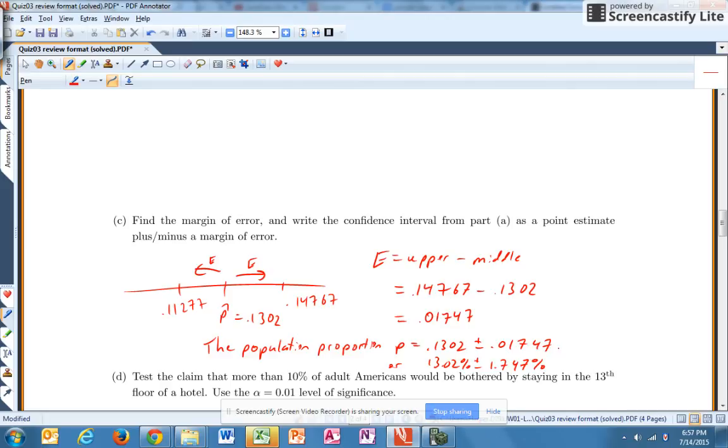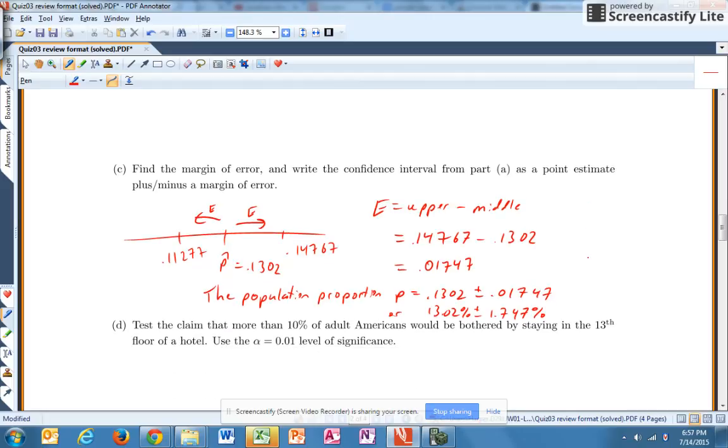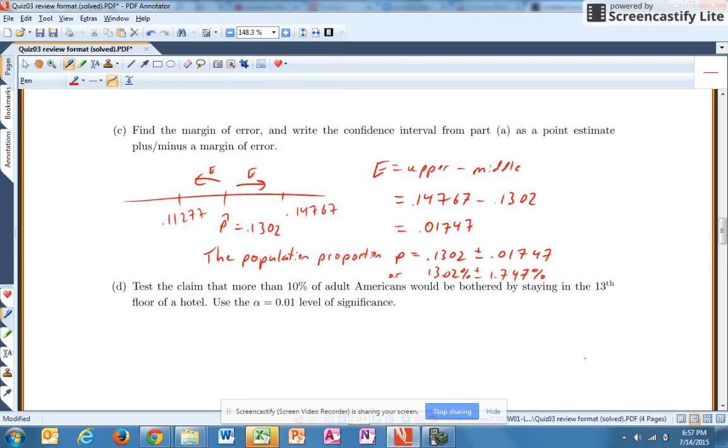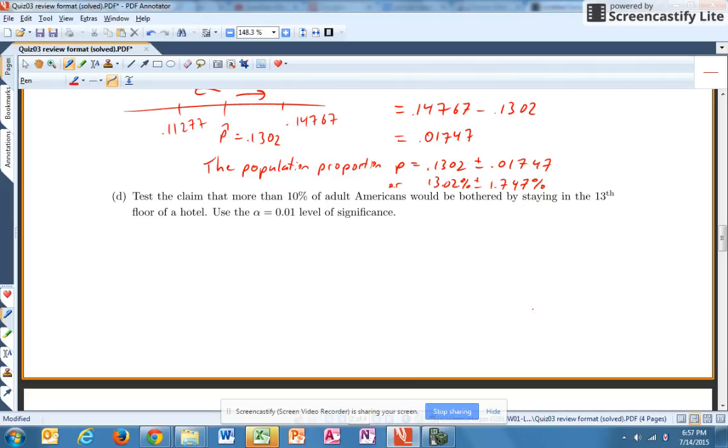So it's another way to look at a confidence interval. If I was looking at a confidence interval done in a study in a magazine, the study wouldn't say I have this interval of values for the population proportion. They would say it is 13%, with a margin of error of 1.7%, and that's the type of way you might see that written.